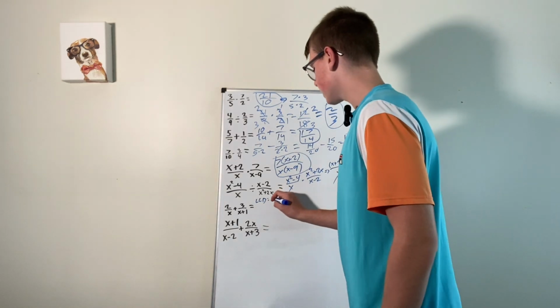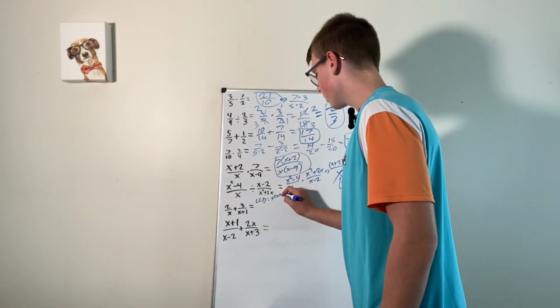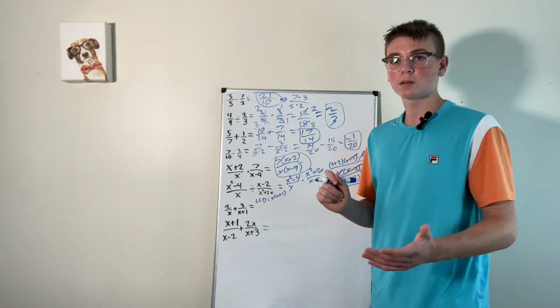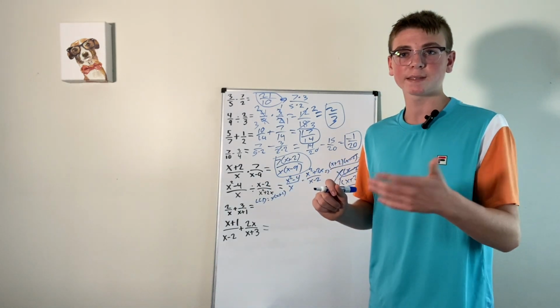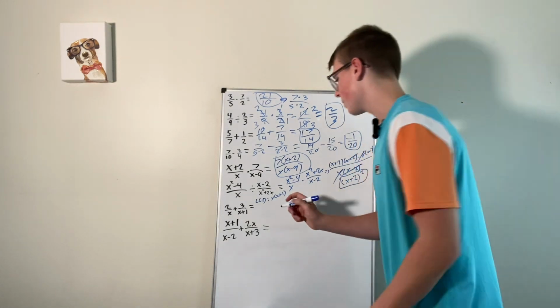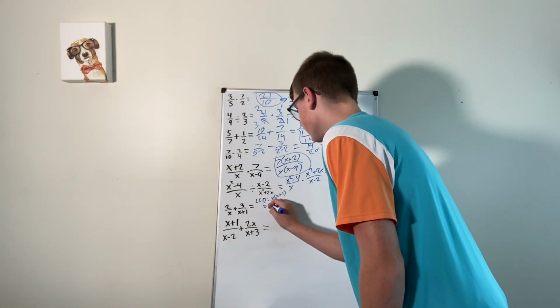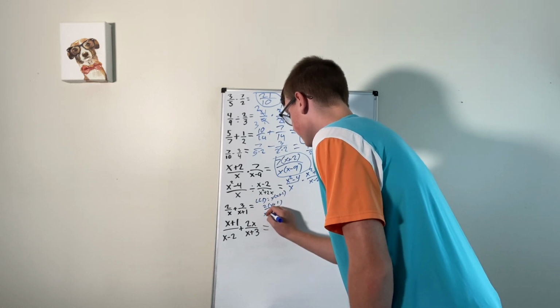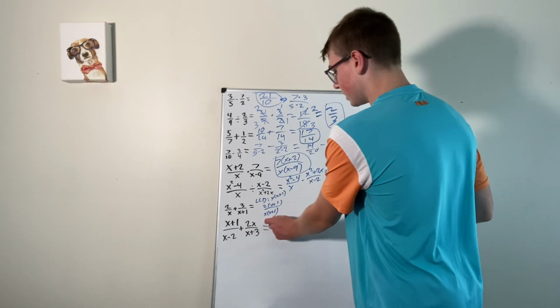So it just has to be x times x plus 1. All right? So to get 2 over x to be like something over x times x plus 1, you have to multiply by x plus 1 over x plus 1. So we'll have 2 times x plus 1 over x times x plus 1. Right? And that's our least common denominator.